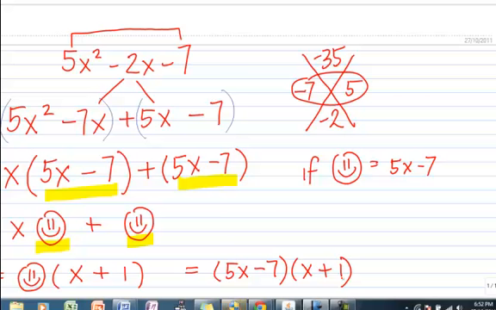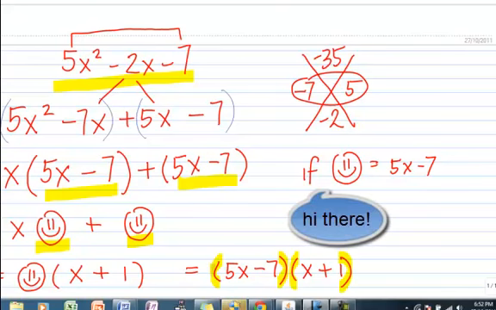What that means is the original expression 5x squared minus 2x minus 7 can be factored into 5x minus 7 times x plus 1. Be sure you have the brackets. These brackets are very important. If you do not have them, it will completely change the question.